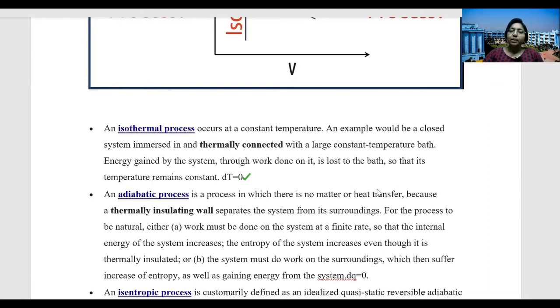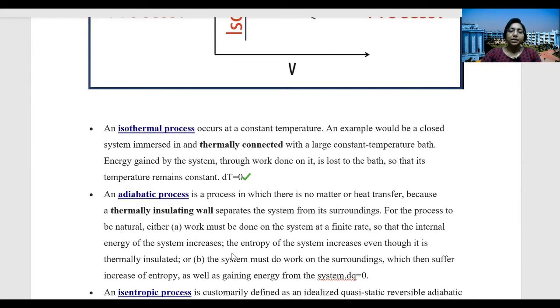An example would be a closed system thermally connected with a large constant temperature bath. So energy gained by the system through work done on it is lost to the bath, so that the temperature remains constant. So there is no change in the temperature. So dT, the change in temperature, will be equal to 0. That is called the isothermal process.